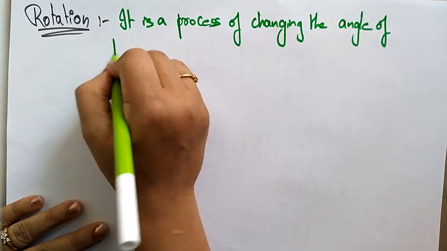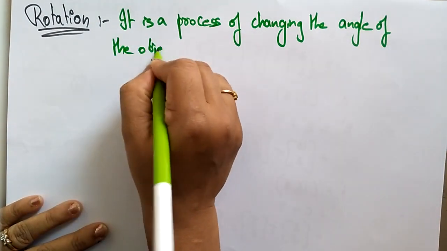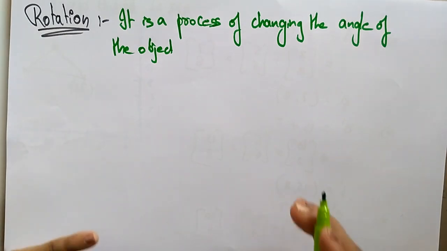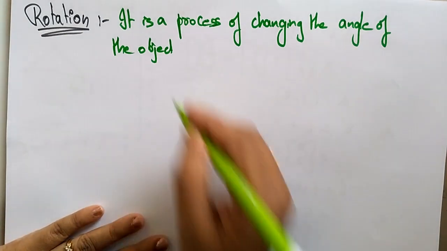of the object. Okay, suppose you are sitting straight, at 90 degrees, and you want to move to the right side or to the left side, you have to rotate. You are just rotating by 90 degrees or by 270 degrees, like that. So that is a rotation. A rotation is a process of changing the angle of an object.